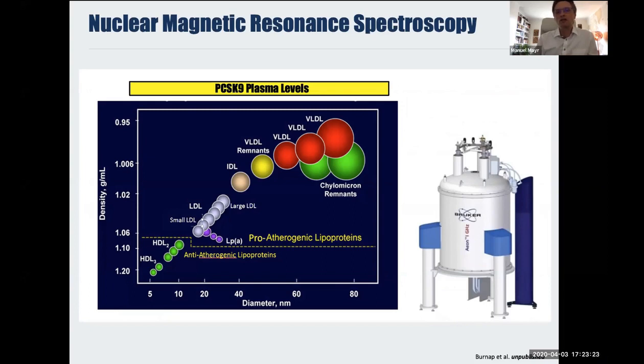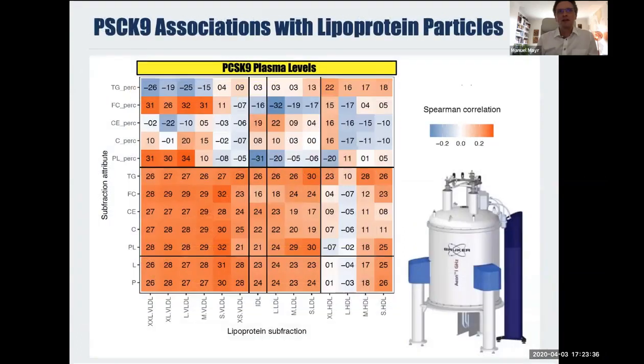On one hand, we saw that PCSK9 plasma levels were correlated to pro-atherogenic lipoproteins, as one would expect. But we also found a positive correlation with anti-atherogenic lipoproteins such as HDL. And this is shown here.